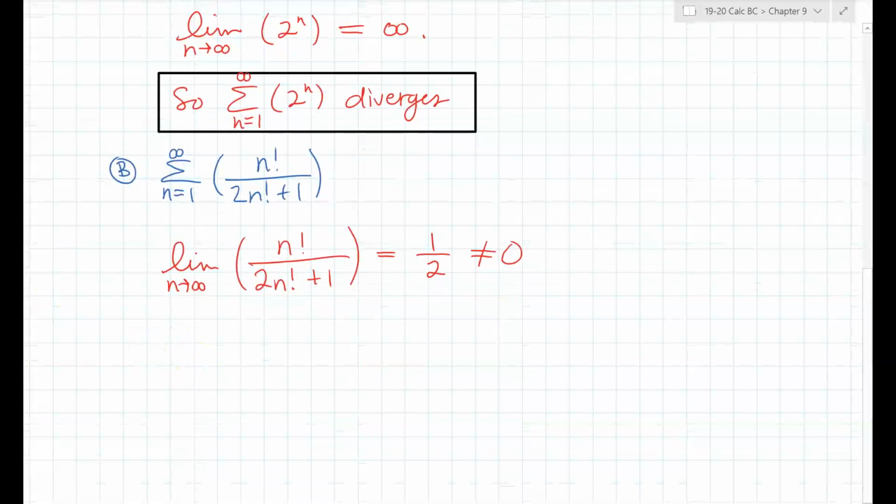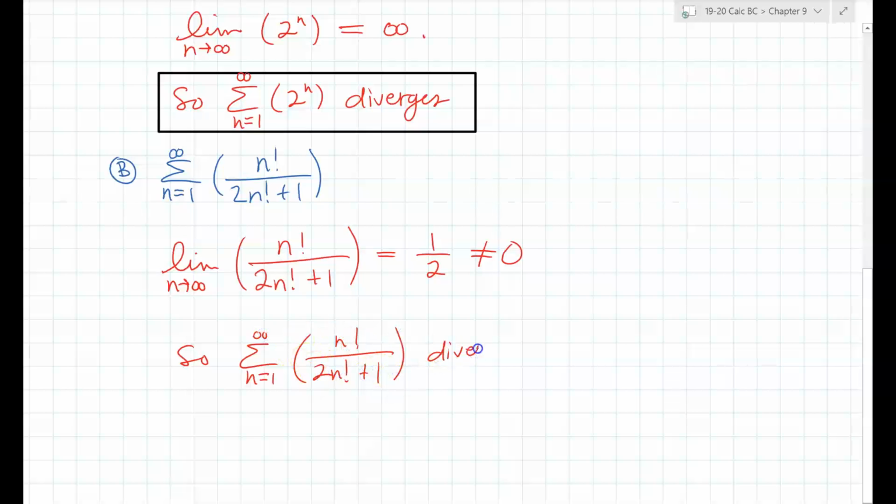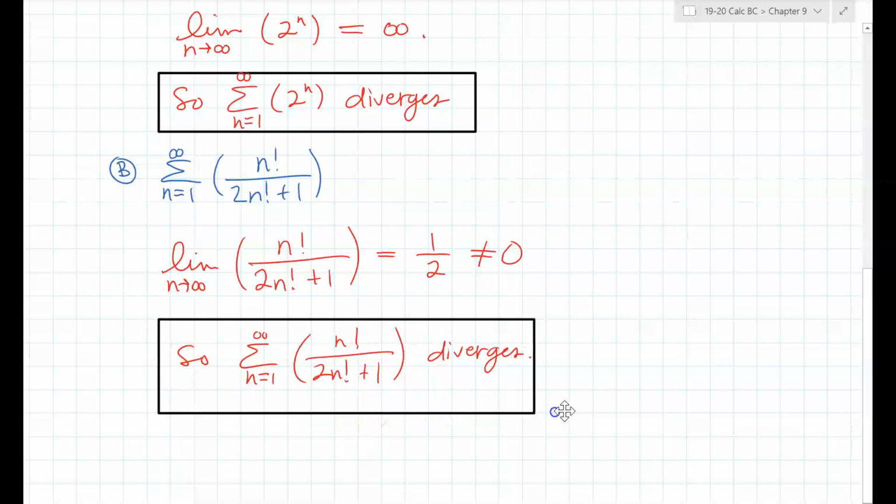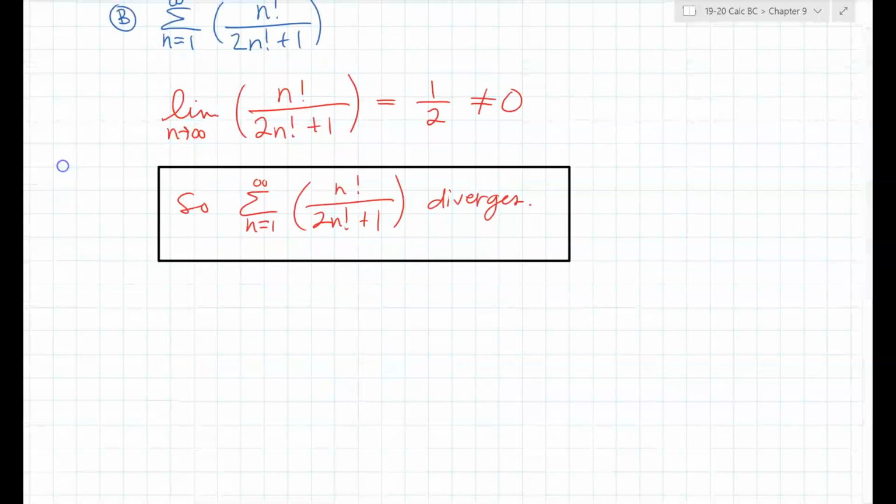So the series, n goes from 1 to infinity of n factorial over 2n factorial plus 1, diverges. Okay, this is using the nth term test for divergence. That's my whole goal, is to try to show you by using that test that this thing diverges. Last one. So pretty easy, right? This is actually one of the easiest tests to use. They do get more complicated sometimes.